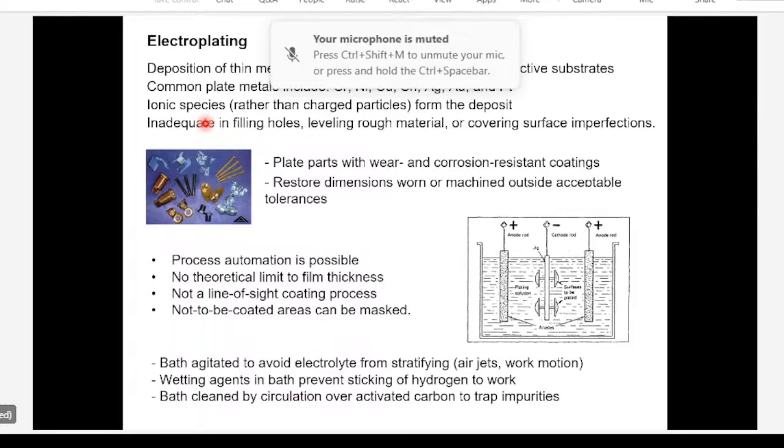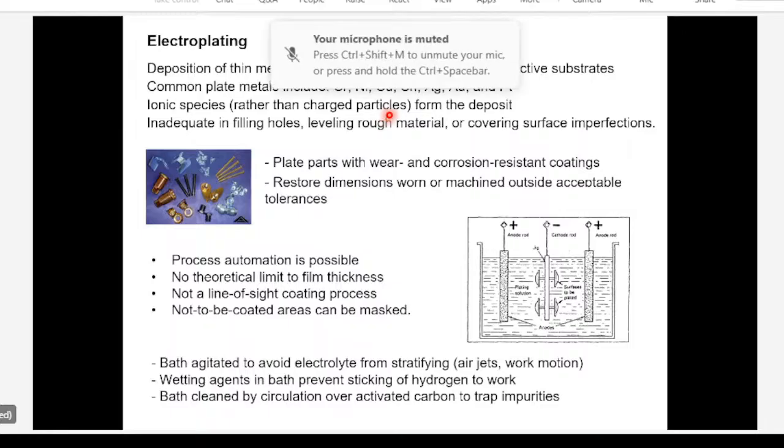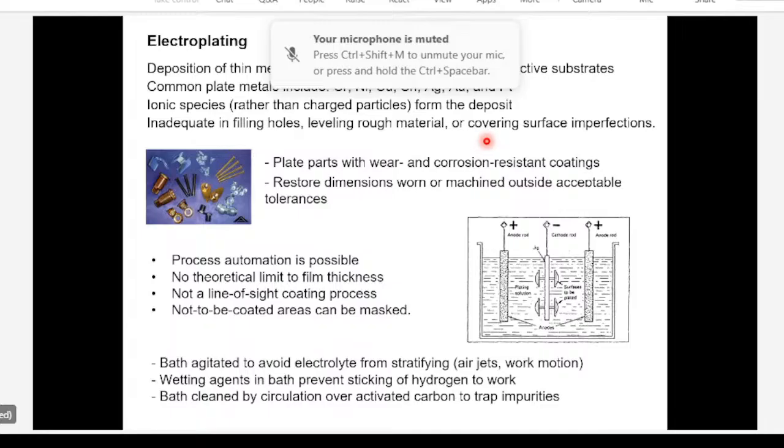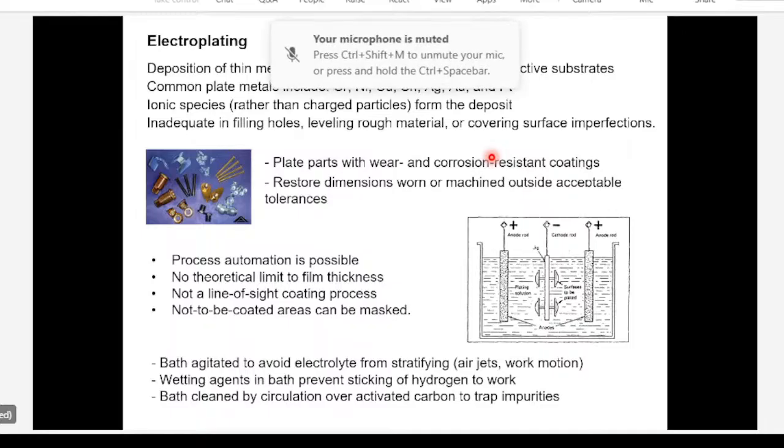Ionic species are used instead of charged particles. Deposition of charged particles is electrophoresis, but electroplating uses ions to form the deposit. One problem with electroplating is that if you have deep holes or crevices, the deposition is not very good. The holes are not very uniformly filled in the electroplating process because of current density being different in a cavity versus on an external surface. So there could be some issues because of the curvature.